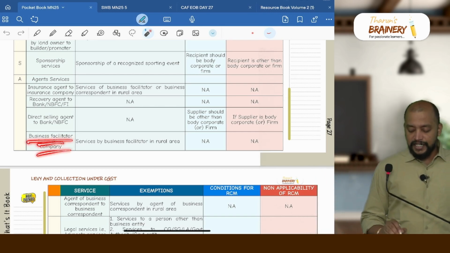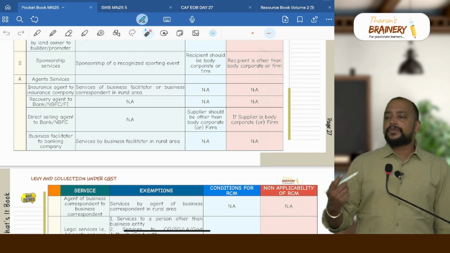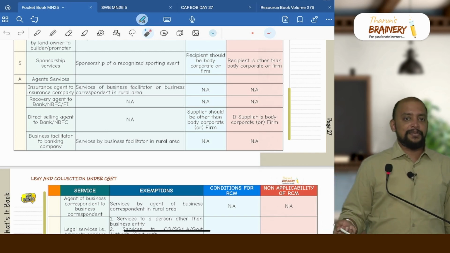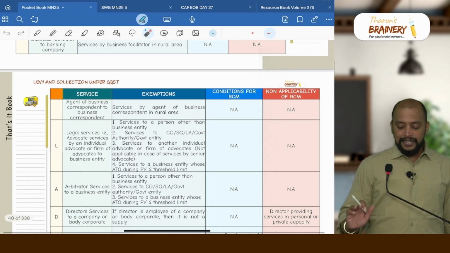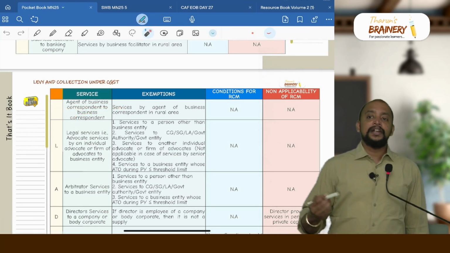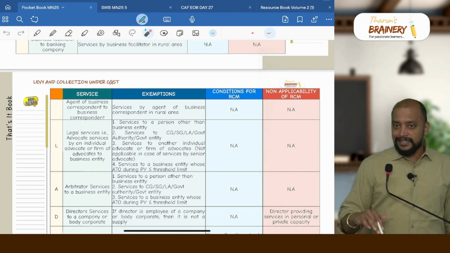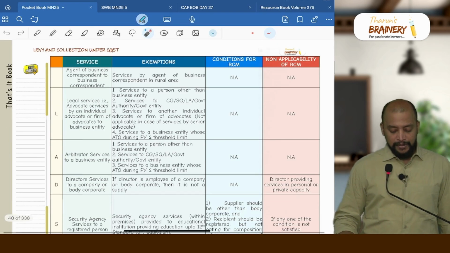Then business facilitator to banking company, we have an exemption, that is if the business facilitator is working in rural area, then it will be exempted, otherwise it will be taxable, and we don't have any conditions or non-applicability. Agent of business correspondent to business correspondent. So again, agent of business correspondent earning commission in rural area is exempted, no condition for RCM, non-applicability of RCM.